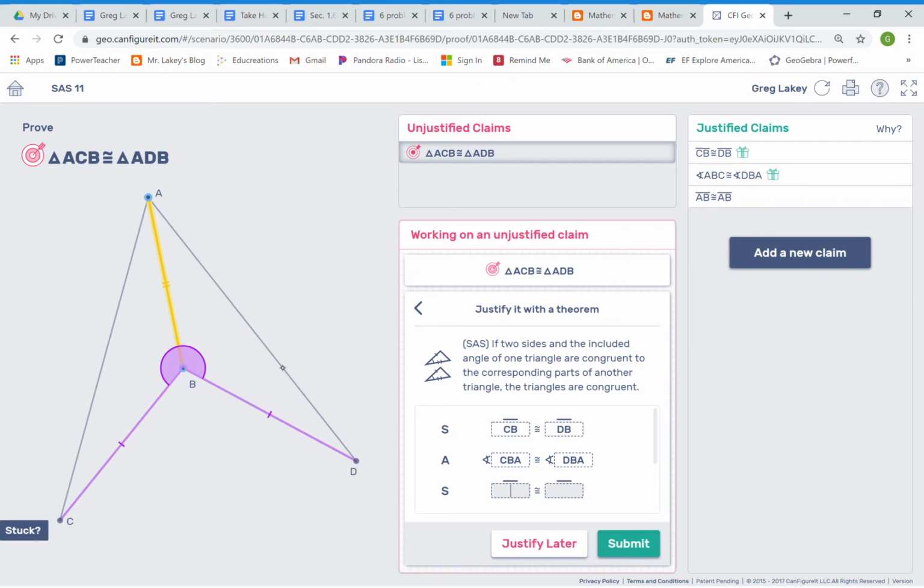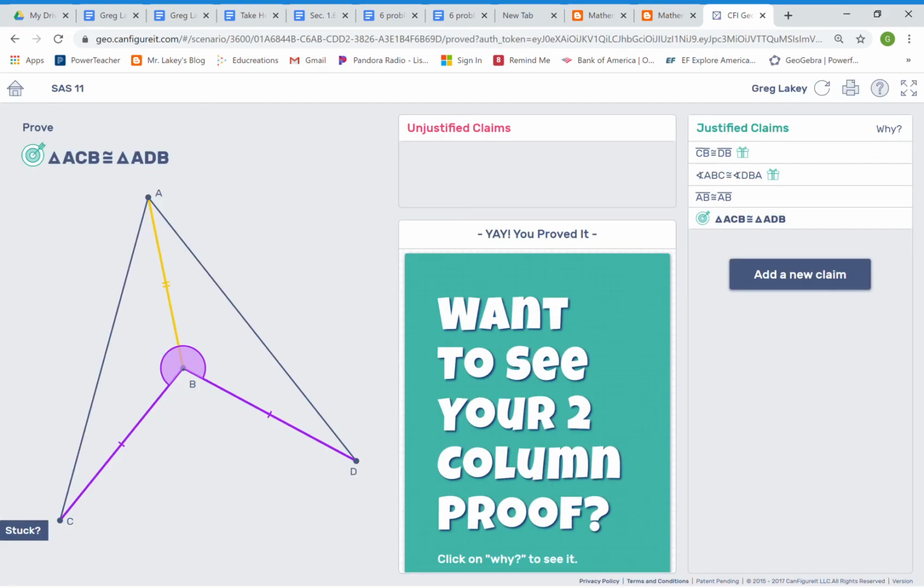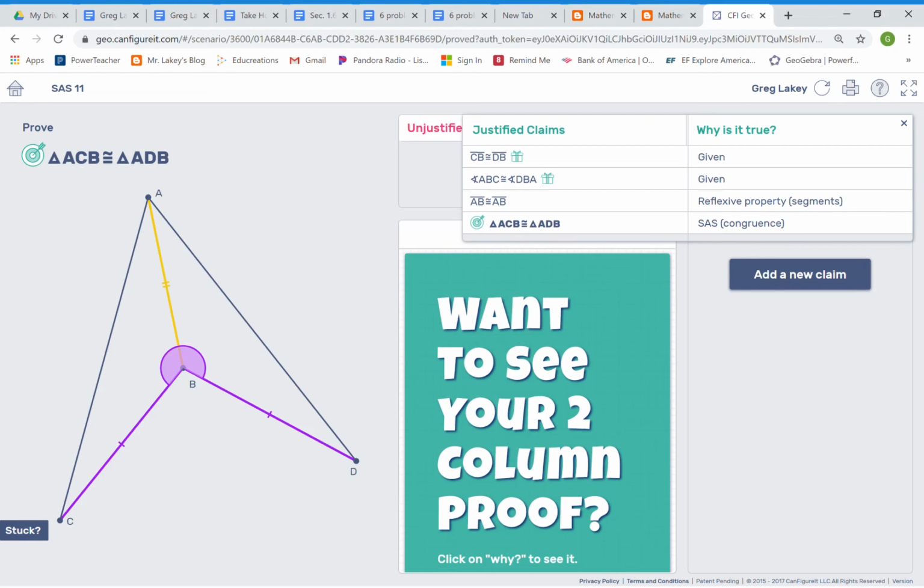And then for the side, we're going to look at the ones in purple now. We did CB, DB, angle, and then, okay, now side we have AB, AB. And then correct. That's that problem there. So make sure you go back up to your why. Remember, do not write justified claim. Don't write why it's true. You want to write statement and reason. Put your statement and reason down, and now you have SAS 11 done.